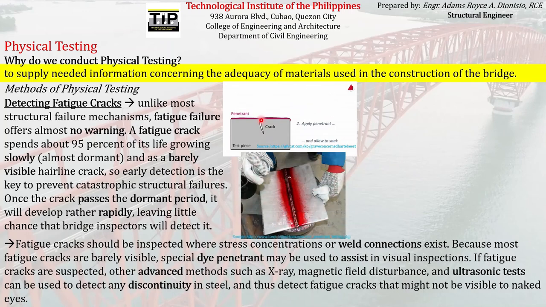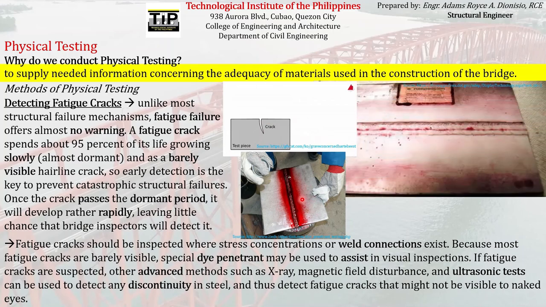So in actual, the dye penetrant test looks something like this. We spray a red colored chemical called penetrant on the particular surface where we want to detect fatigue cracks. And then again, we wash it with water. We wash away the penetrants that are located on the surface. And then after that, we apply developer, until the penetrants that penetrated the crack emerge on the surface of the structural component.